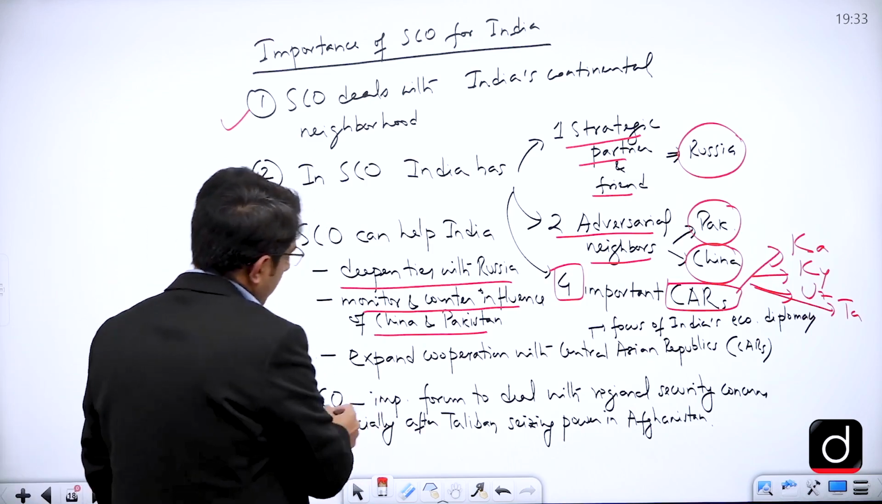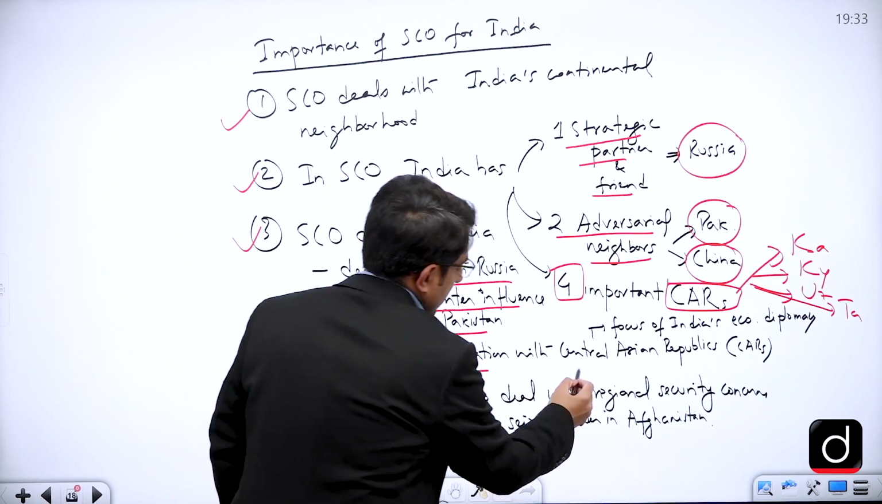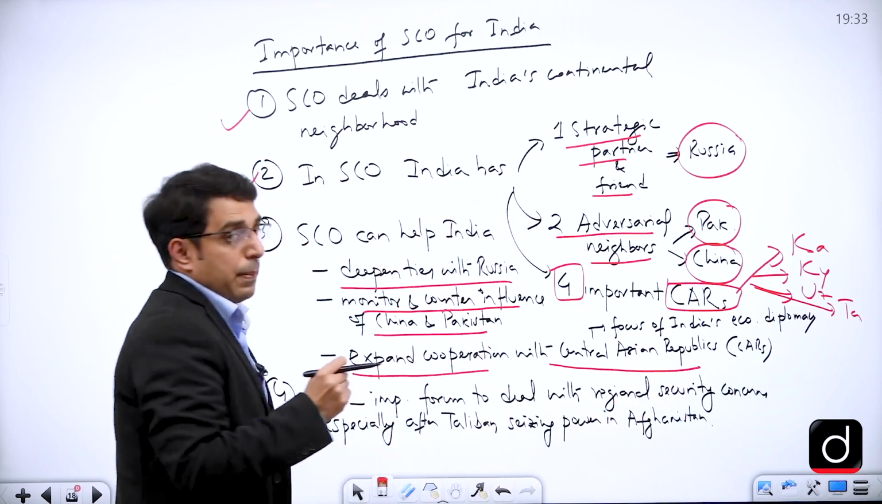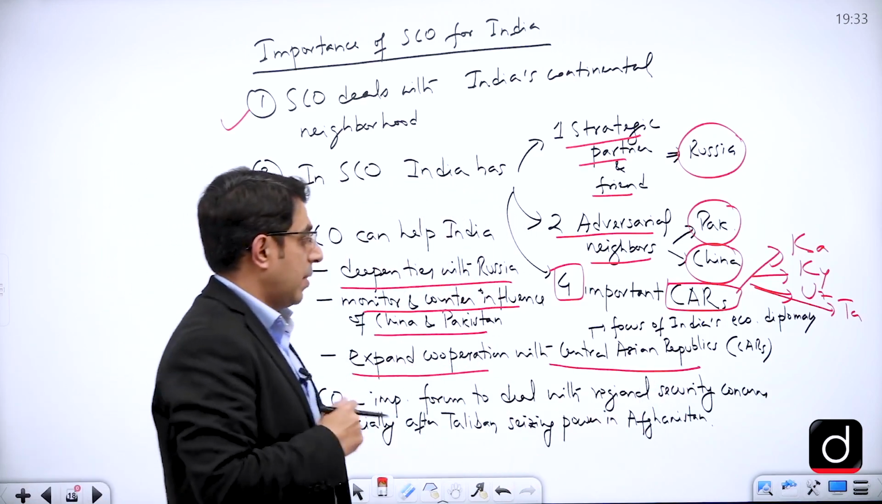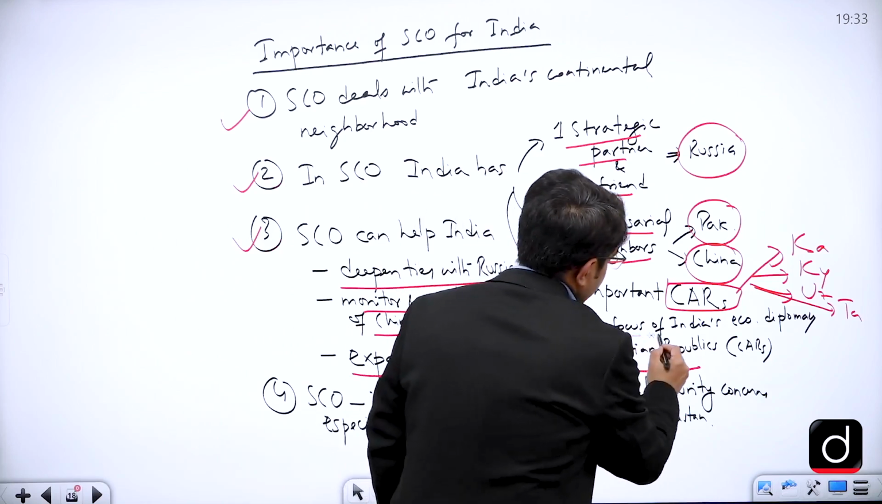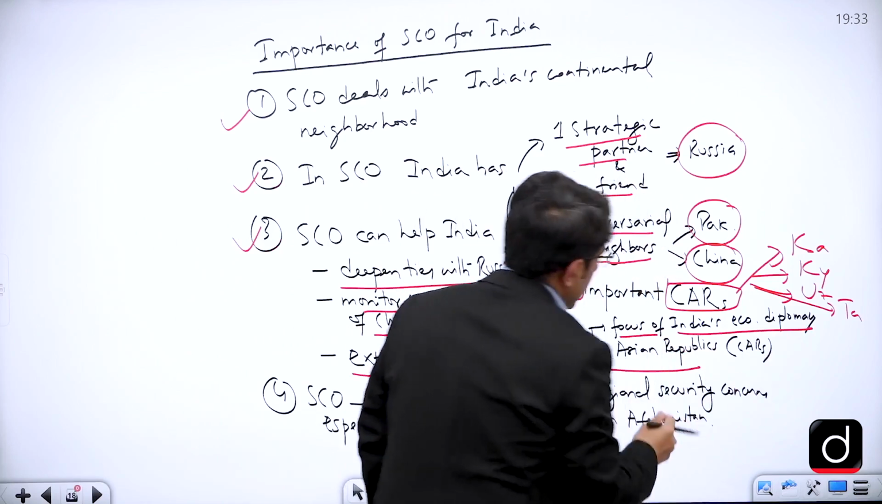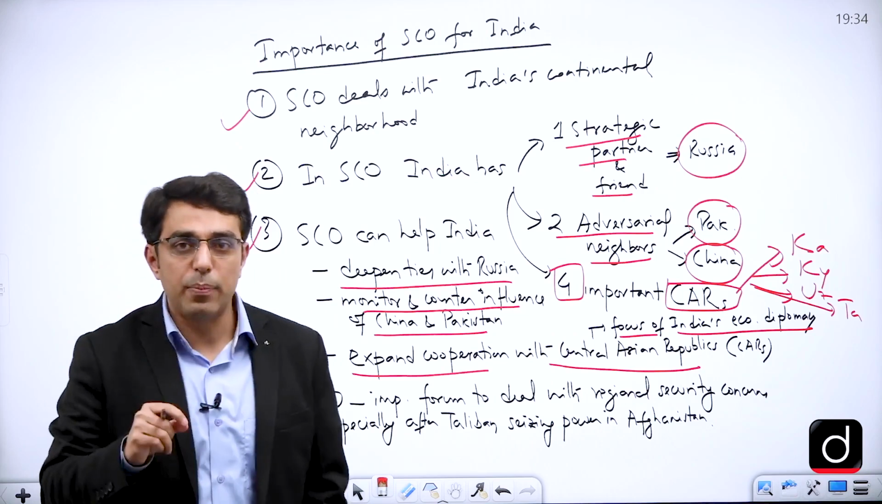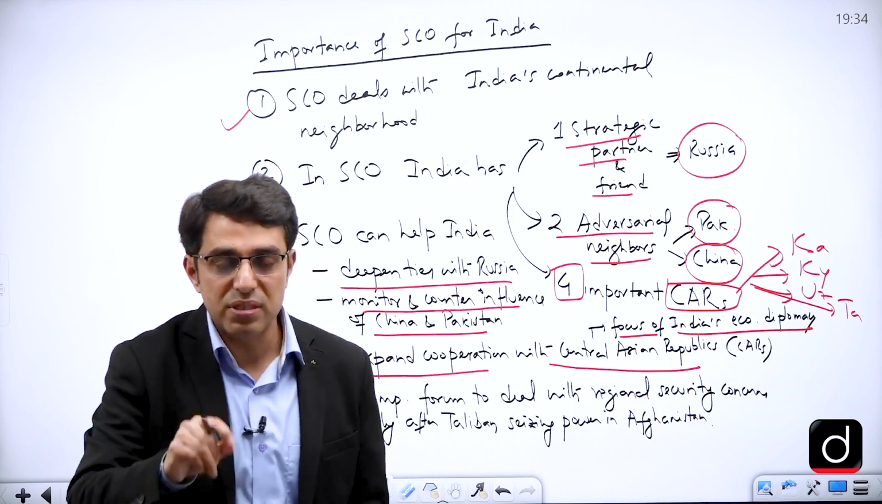Then it will also help India to expand cooperation with the Central Asian republics, which is the prime motive of India to be part of SCO. And these Central Asian republics are actually the focus of India's economic diplomacy that is carried out through this grouping, SCO.